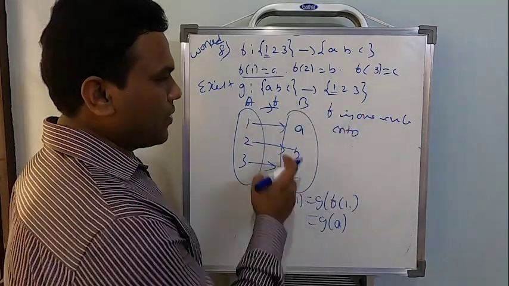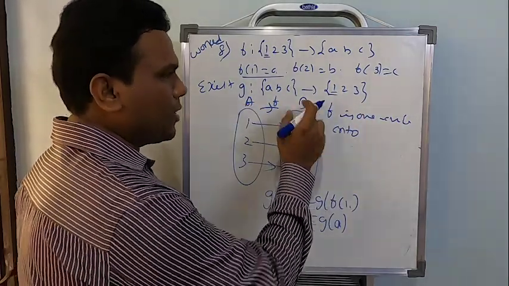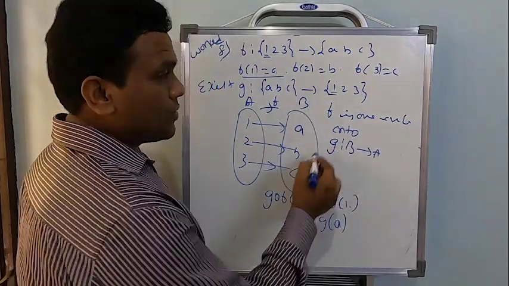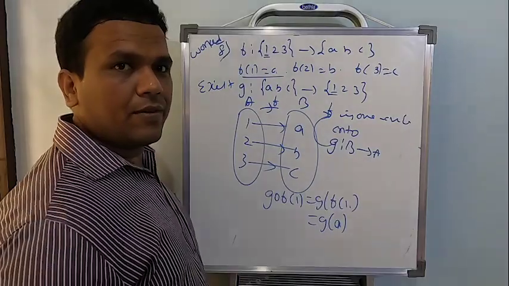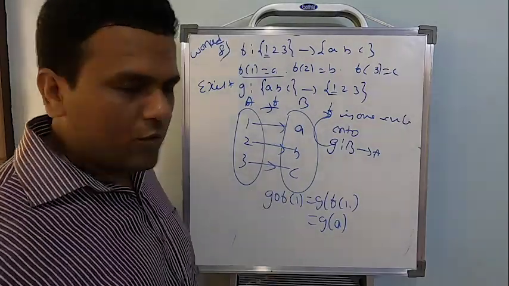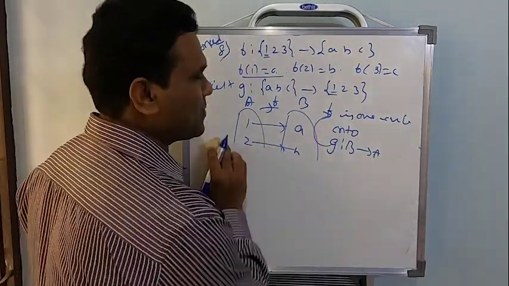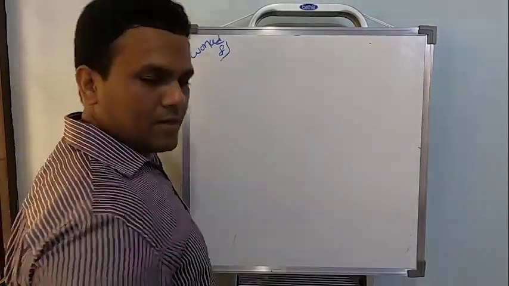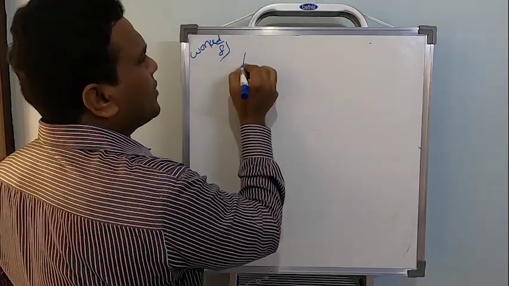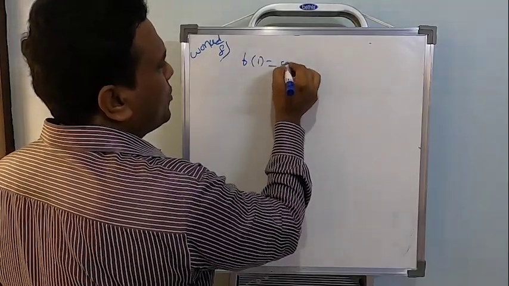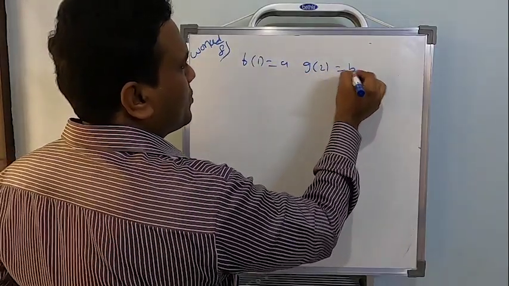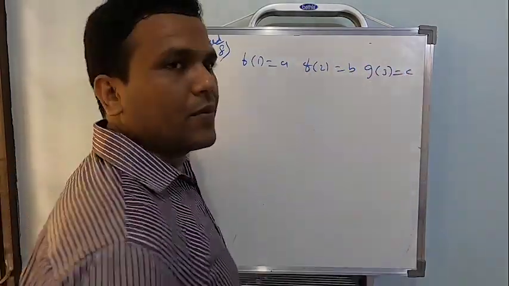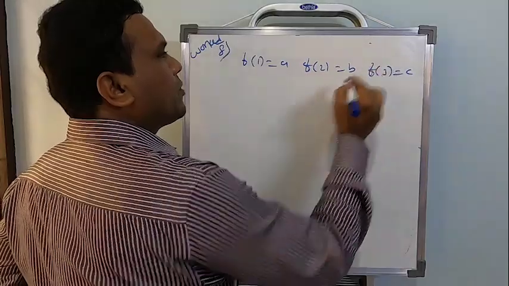See, this f is from a to b, which means g is from b to a. Correct? So that means g is the inverse of f. So if g is the inverse of f, how to write it? Don't get confused. I think I made a mistake by explaining too many things, so I'll just give it very clearly. Here f of 1 equal to a, f of 2 equal to b, and f of 3 equal to c.